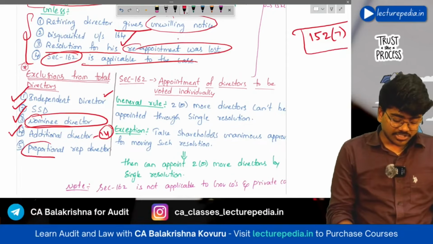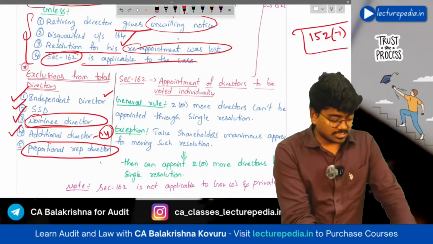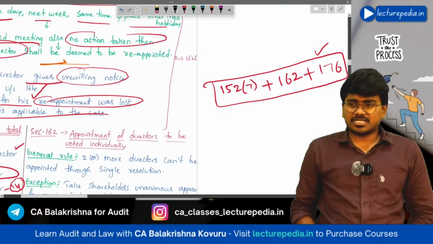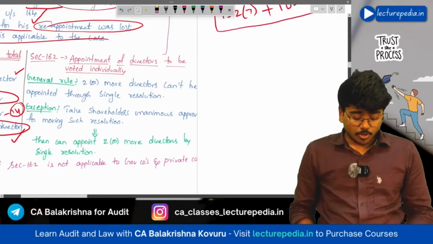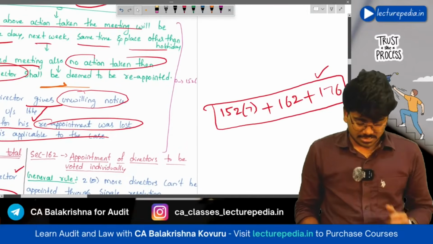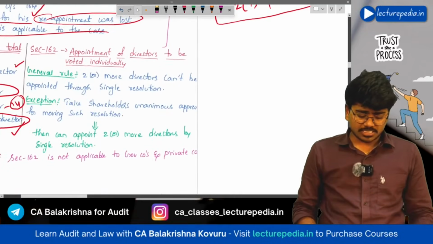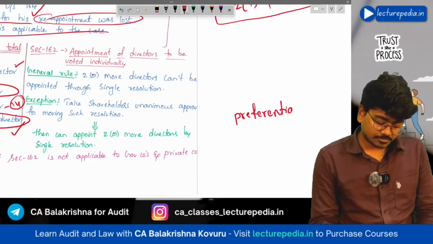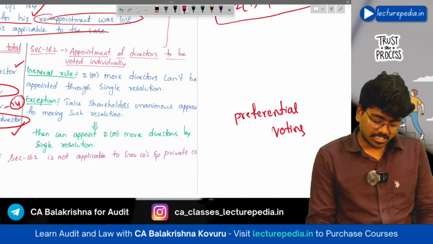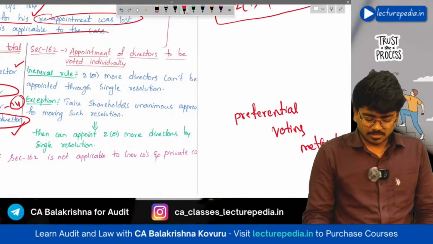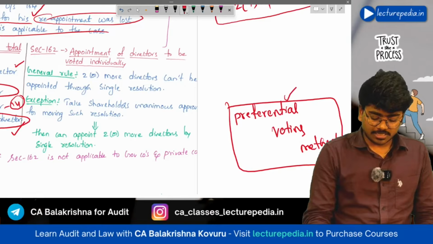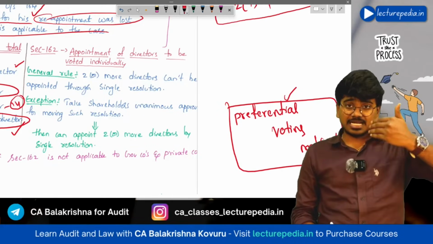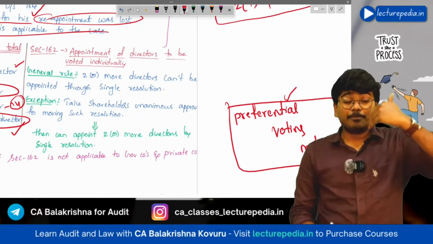Next, proportional representation director. What is this proportional representation director? Basically, under this, directors will be appointed by following certain specific methods. The most common method that the Companies Act prescribes is the preferential voting method. In this preferential voting method, shareholders will select the directors. Basically, shareholders will give preference of directors.